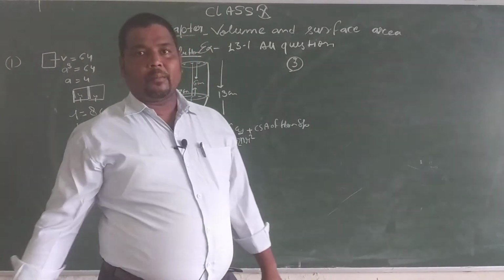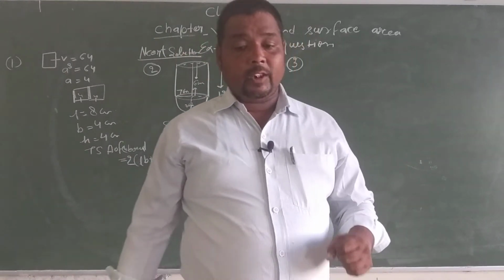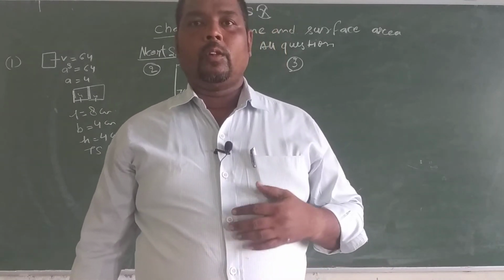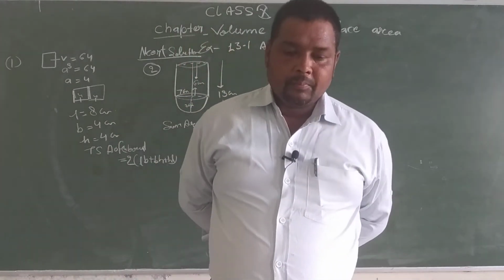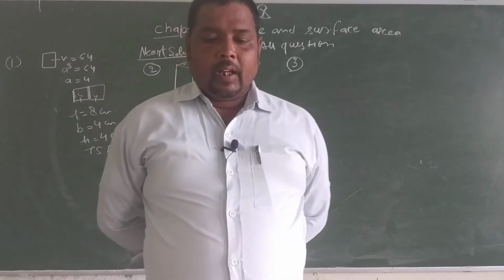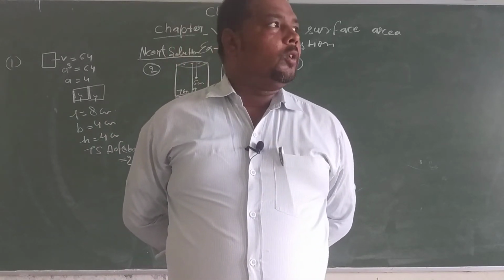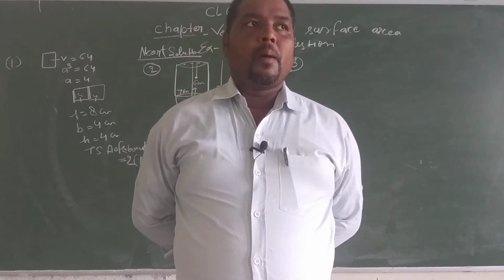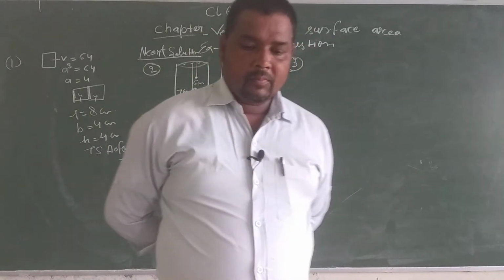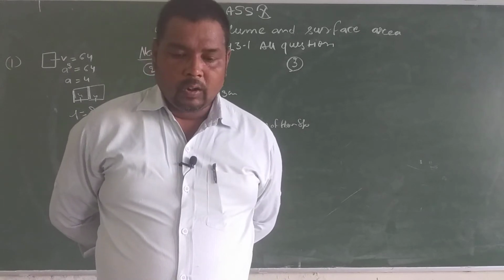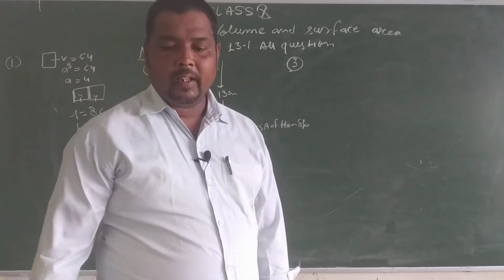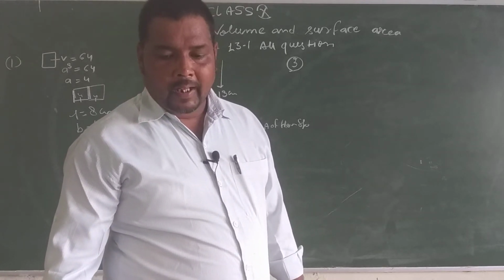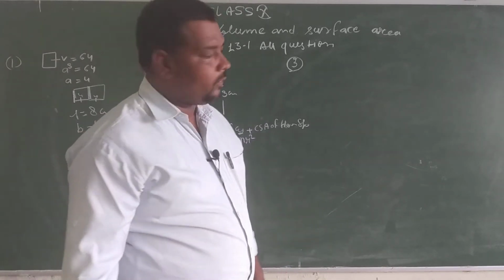At first students, I am telling to you, it is very necessary to study the question, understood what topics are coming. In question number 3rd, a toy in the form of cone of radius 3.5 centimeter mounted on a hemisphere of the same radius, and the total height of the toy is 15.5.